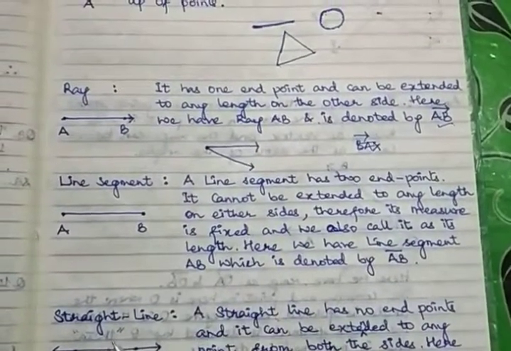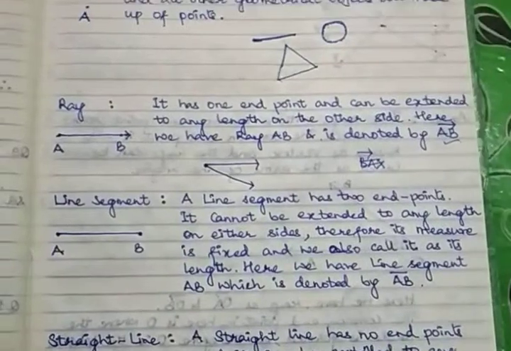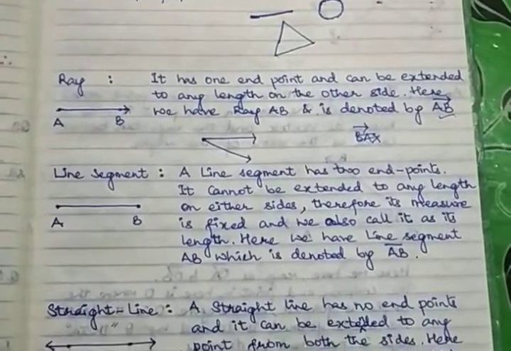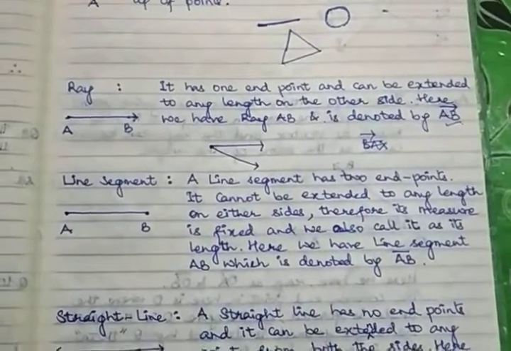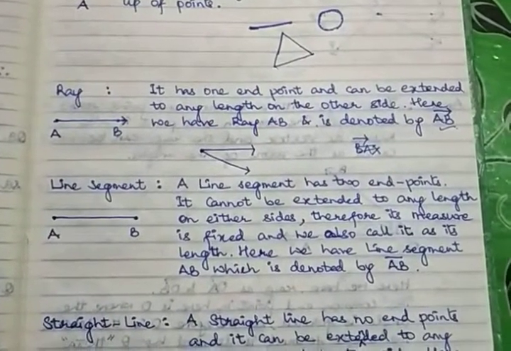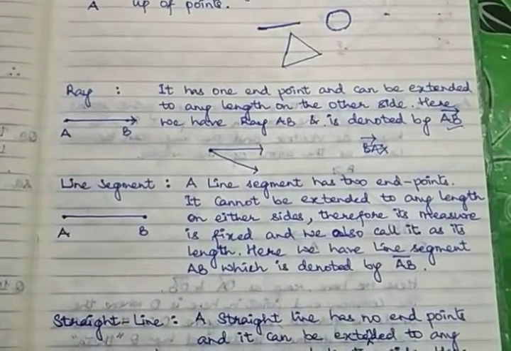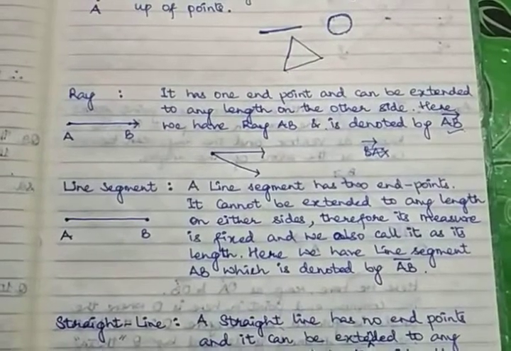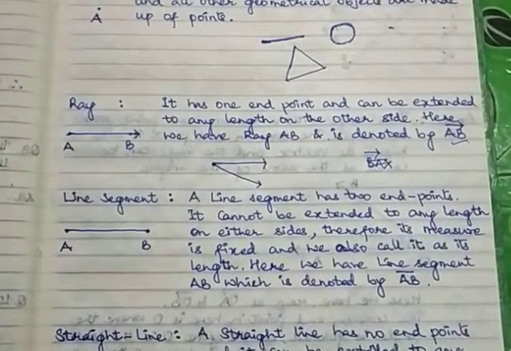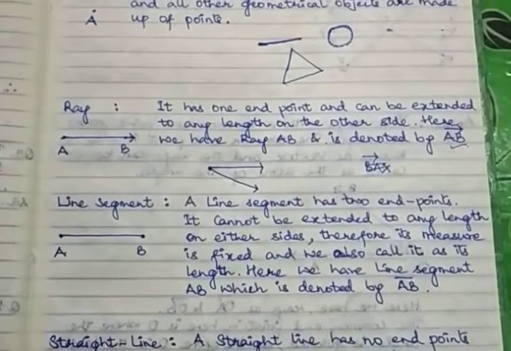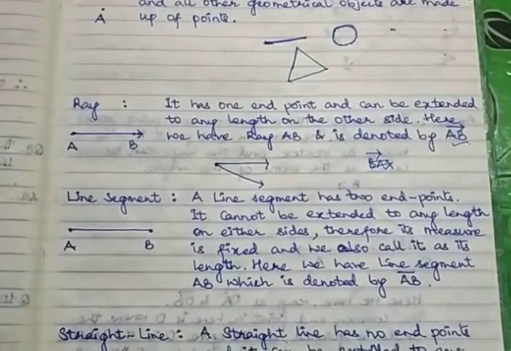For example, if I tell you kids to draw a line segment of 10 centimeter, and there are 30 to 35 students in your class, do you think the 30 to 35 students will get different 10 centimeter lines? Will the length be different or the same? Obviously it will be the same. A 10 centimeter line segment means no matter who draws it, it will be exactly 10 centimeter, because you will be measuring it with your scale.